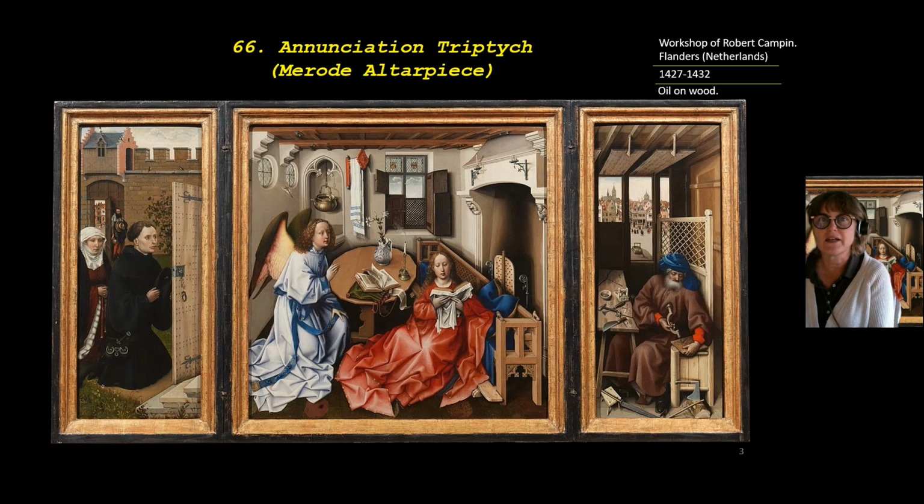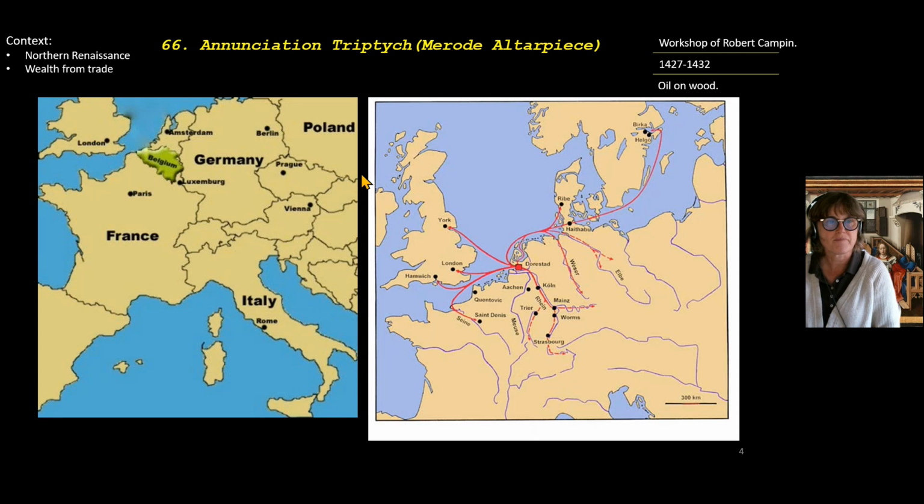This piece is the Annunciation Triptych or the Merode altarpiece. Annunciation because this is about Angel Gabriel announcing to Mary that she's going to carry God's child. It's also called the Merode altarpiece because the Merode family owned this piece for a long time before they sold it to the New York Metropolitan Museum of Art.